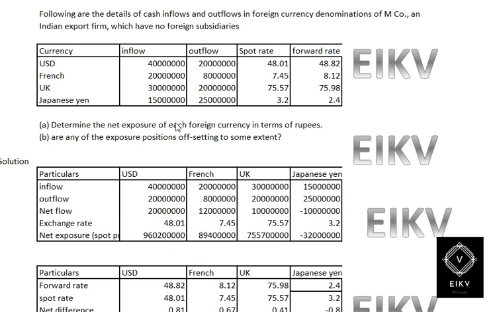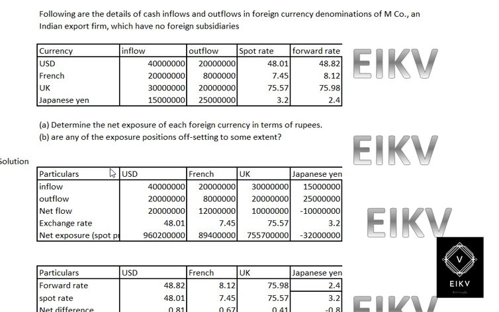Now the requirement is to determine the net exposure of each foreign currency in terms of rupees. Then requirement number 2, question B: are any of these exposure positions offsetting to some extent?